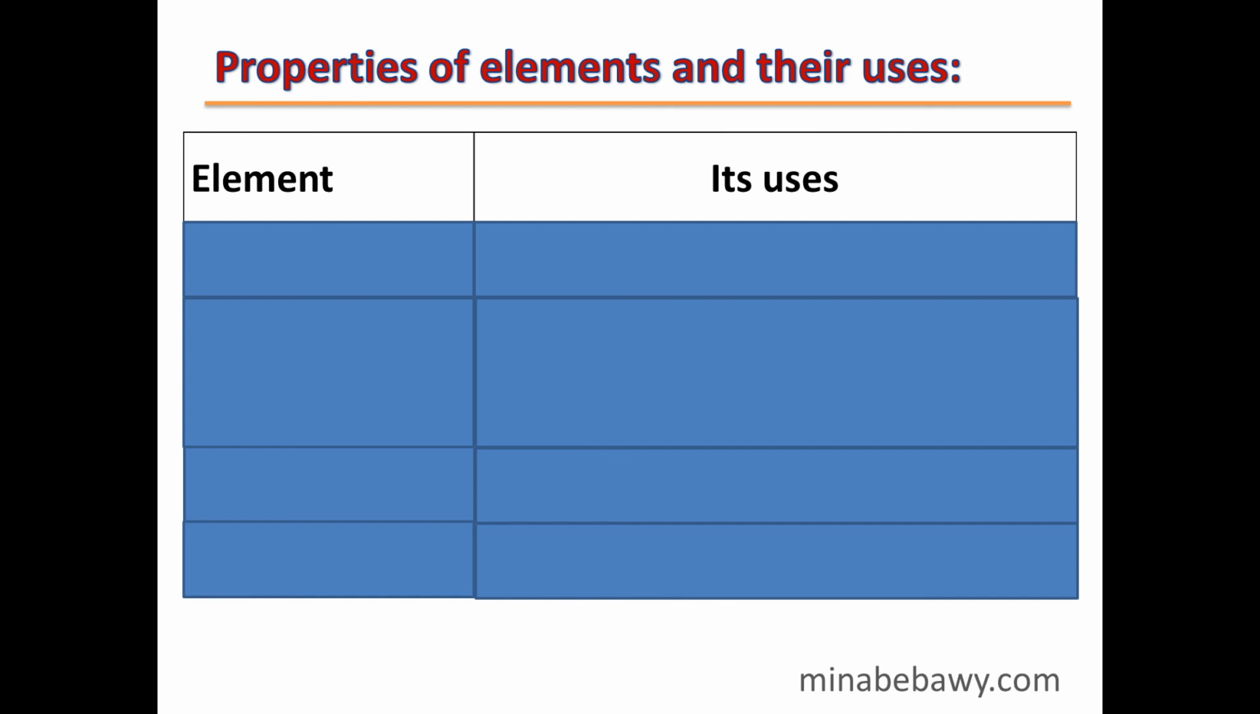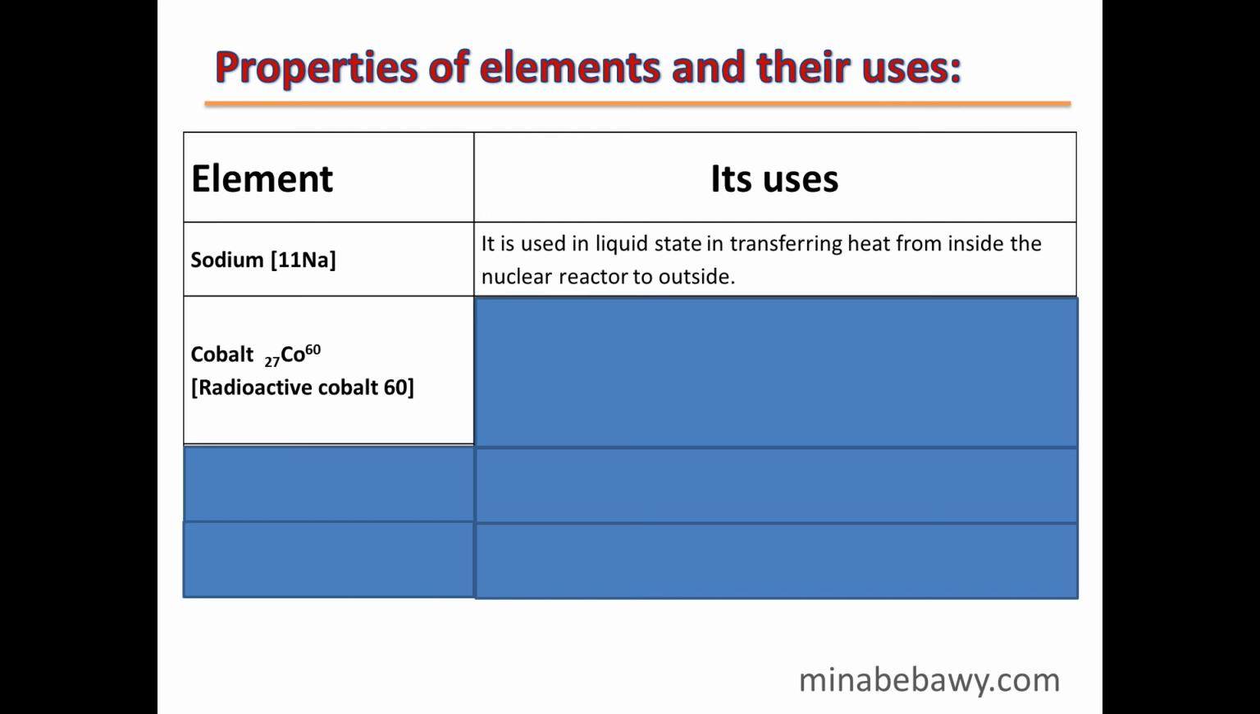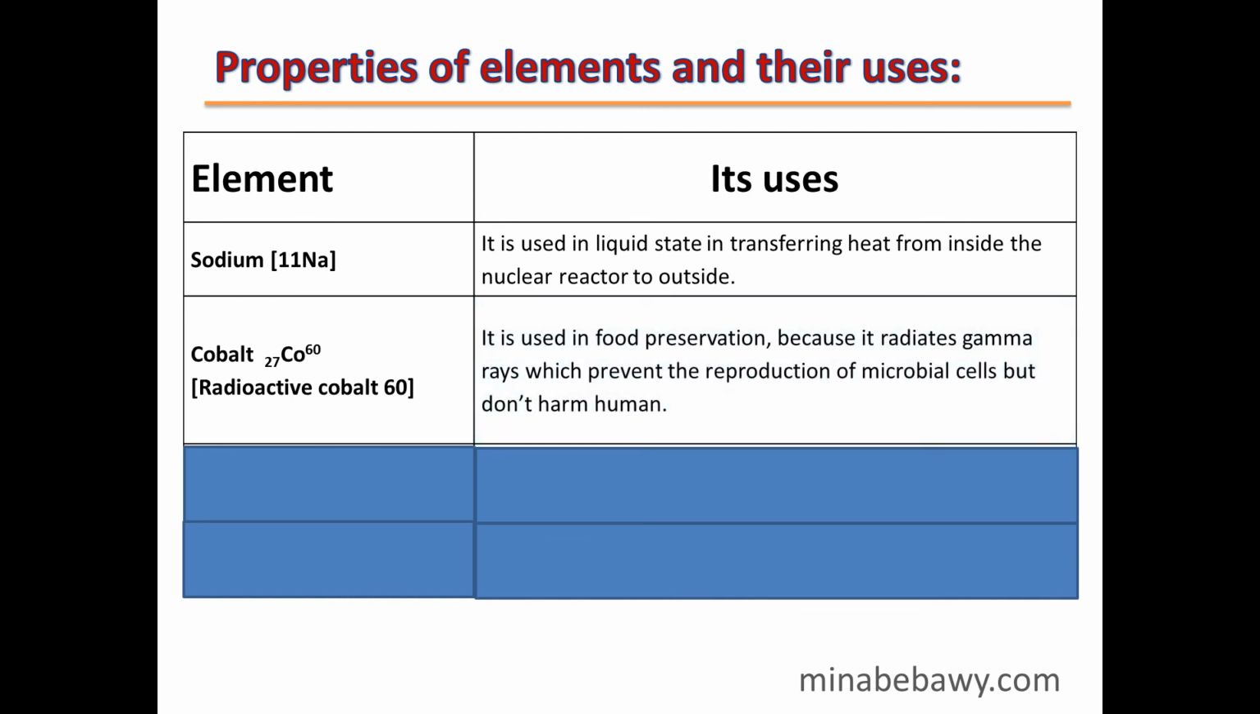Properties of elements and their uses. Sodium is used in a liquid state in transferring heat from inside the nuclear reactor to outside because sodium is a metal which is a good conductor of heat and electricity. Cobalt 60 is one of the isotopes of cobalt, which is a radioactive element. It is used in food preservation because it radiates gamma rays which prevent the reproduction of microbial cells but don't harm humans.